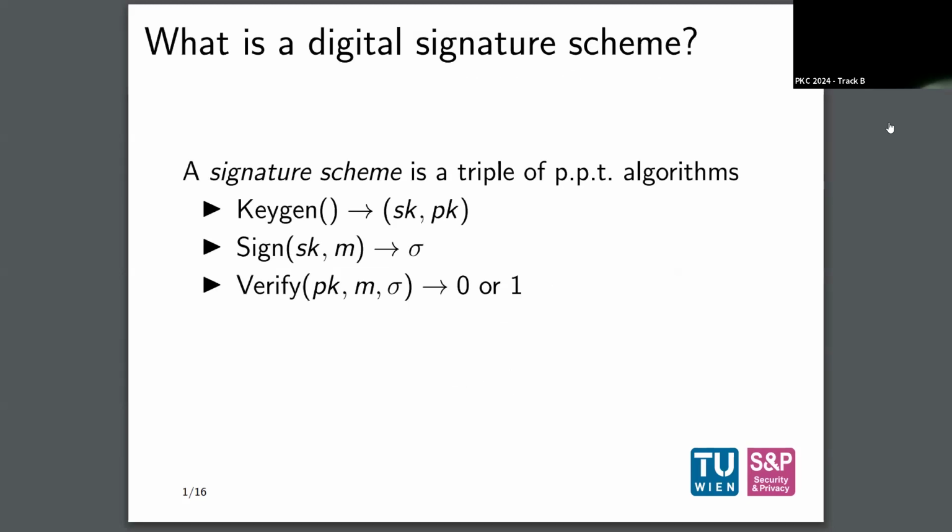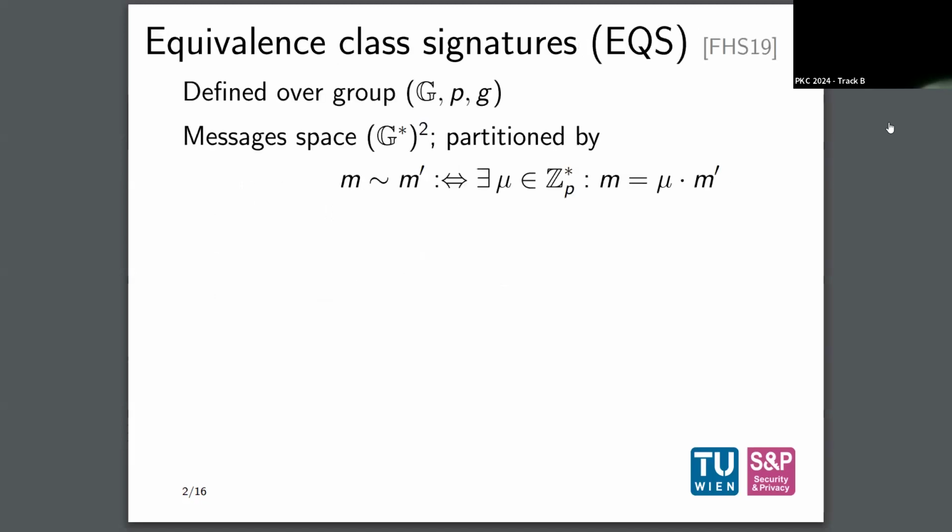I presume you're all familiar with what a digital signature is. Just for the reasons of syntax, we can generate keys, we can sign messages, and then we can verify the signatures. But here we're talking about equivalence class signatures. So what is that concept? They were originally introduced in 2014 by Hanser and Slamanig, and Fuchsbauer then found a problem in their proof, and together they refined the concept and finalized it in 2019. And they are defined over a bilinear group.